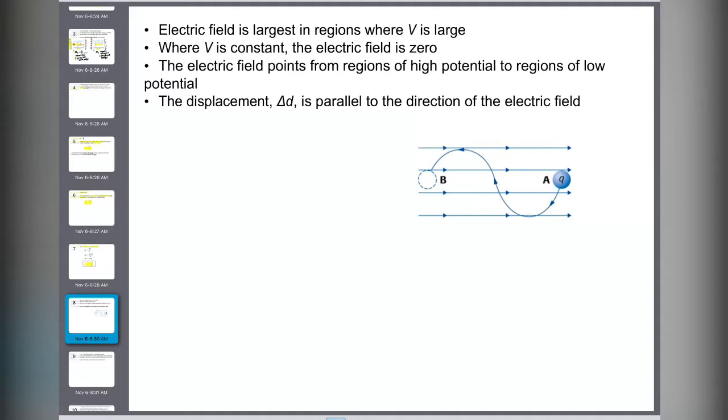Okay, the electric field is largest in the region where V is big. So if you have a big potential, you would have a bigger field. If you have a constant potential, your electric field is 0. So if there's no battery or no plate, you're not going to have an electric field.